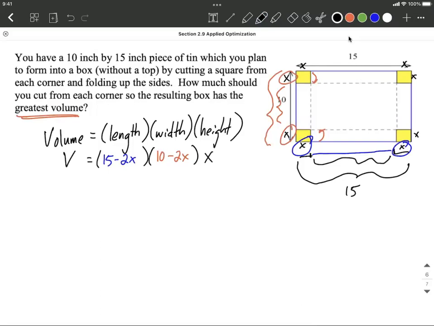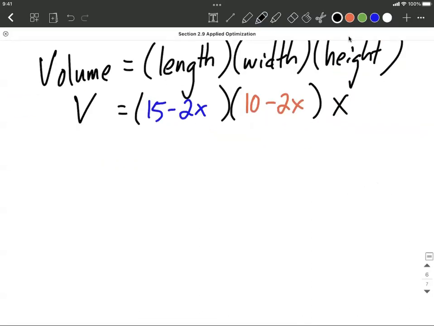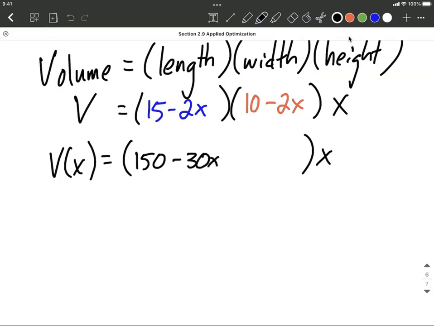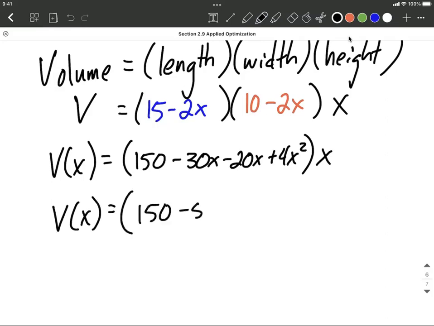All right, so the volume, I'm going to go ahead and distribute, multiply this out a little bit. So the volume, and I'm going to call it V of X, is going to be, I'm going to go first, outer, inner, last of these first two binomials. So in this case, I'm going to get 150. Outer, we get 30x, inner, 20x, and then last plus 4x squared. Combine some like terms together on the inside here. We get 150 minus 50x plus 4x squared.